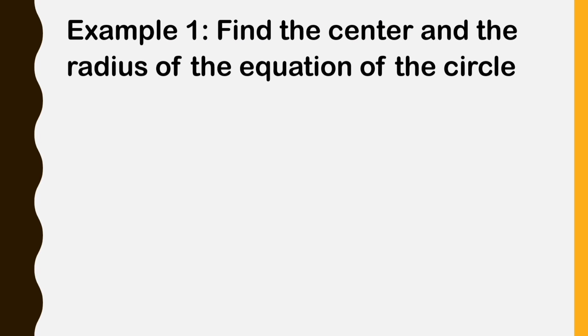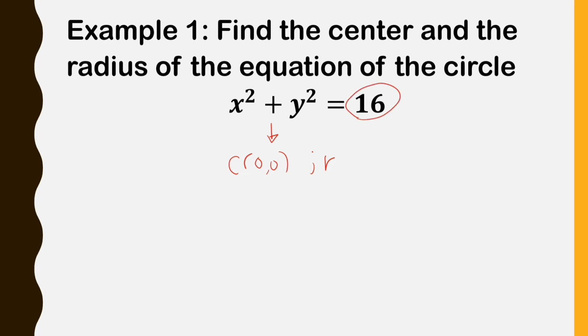Example number 1. Find the center and the radius of the equation of the circle x squared plus y squared is equal to 16. This equation is quite easy since it looks like the standard equation, in which the center is at (0, 0). So our center is (0, 0). And our r is just the square root of this. This one is still not the r, but rather the r squared. So if we get the square root, r is equal to 4.